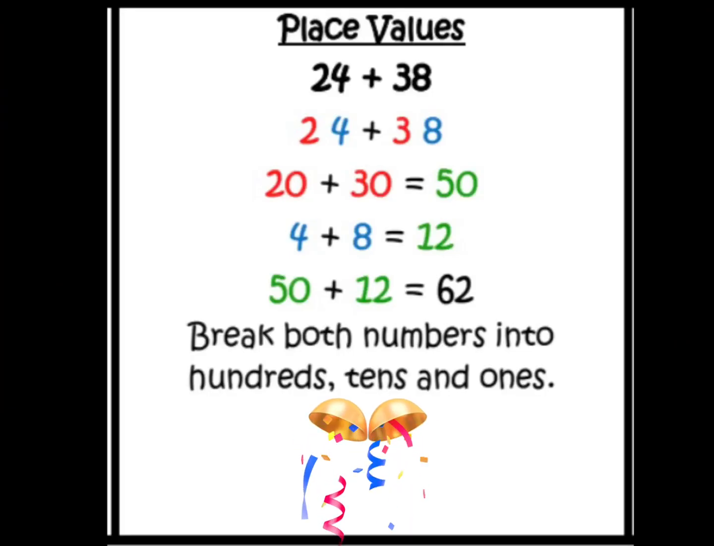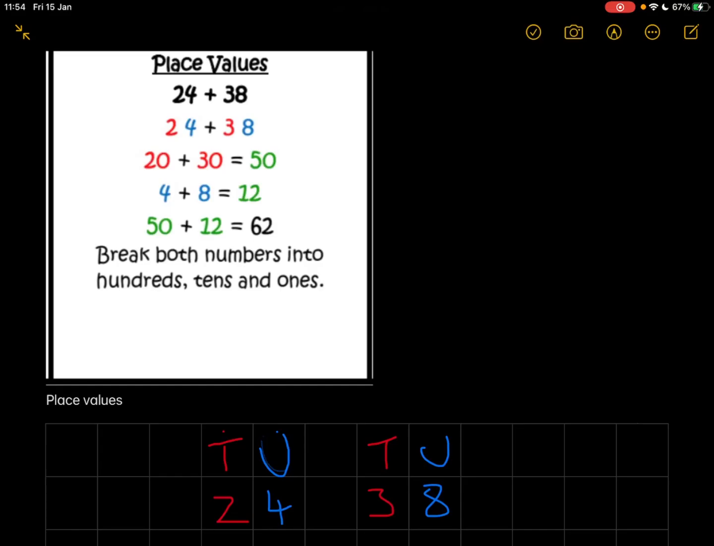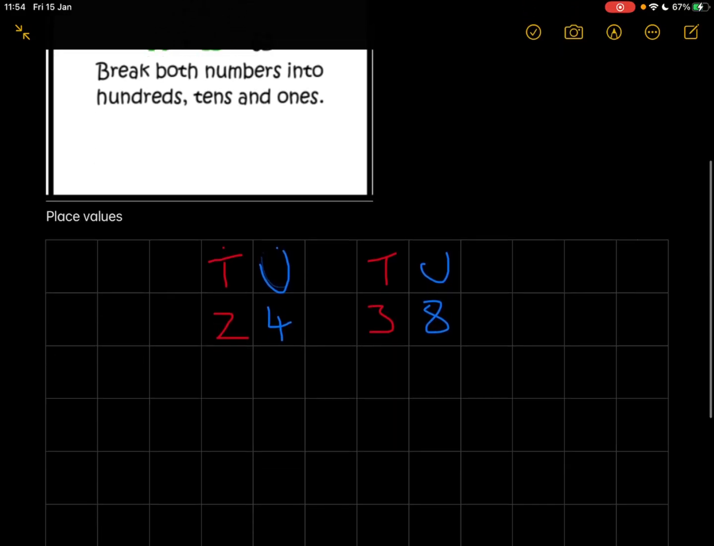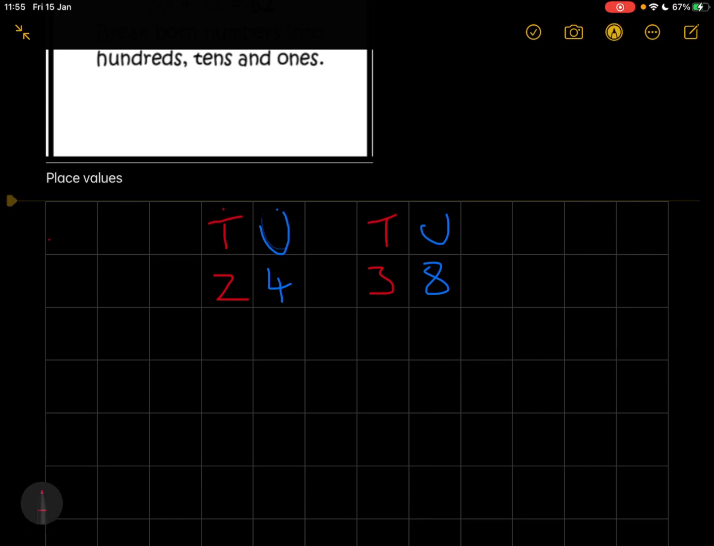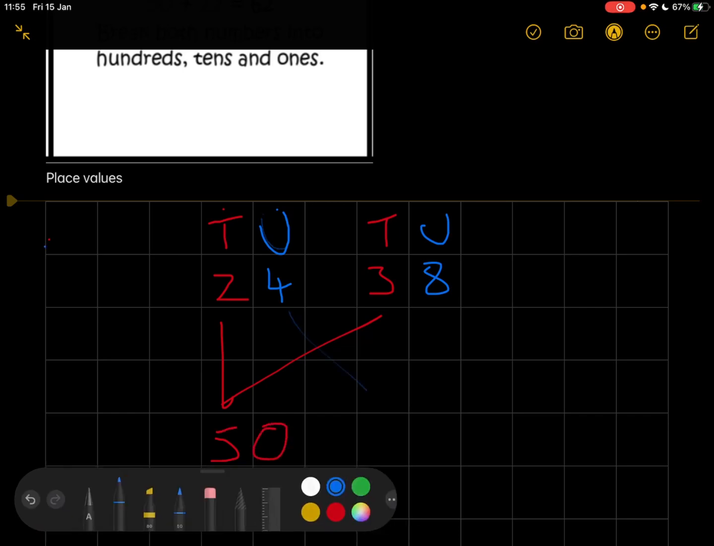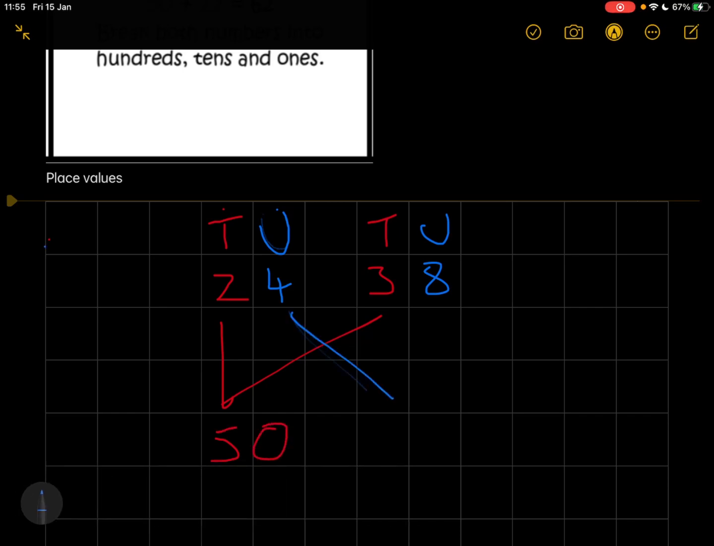Place values. Break both numbers into hundreds, tens and ones. So for 24 add 38, I can add the 2 and the 3, giving me 5 tens. Then I can add the 4 and the 8, giving me 12. And 50 add 12 is easy.